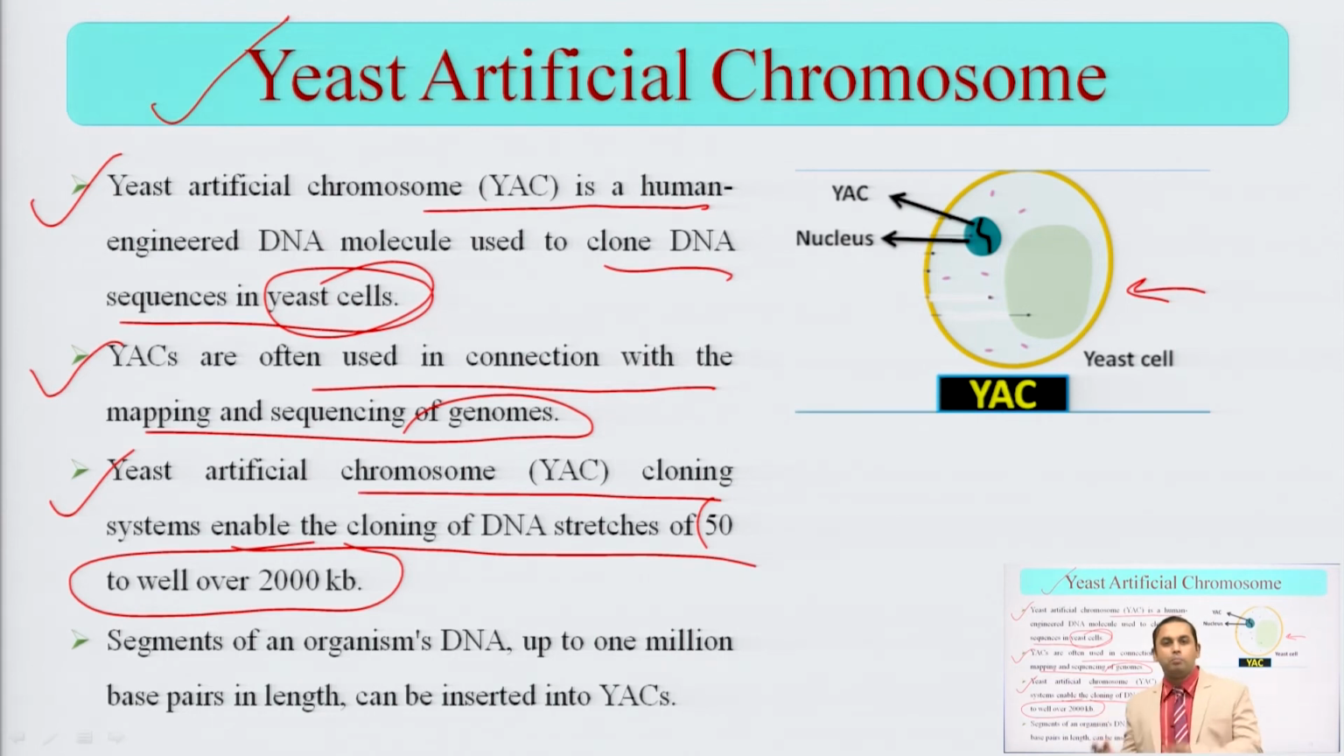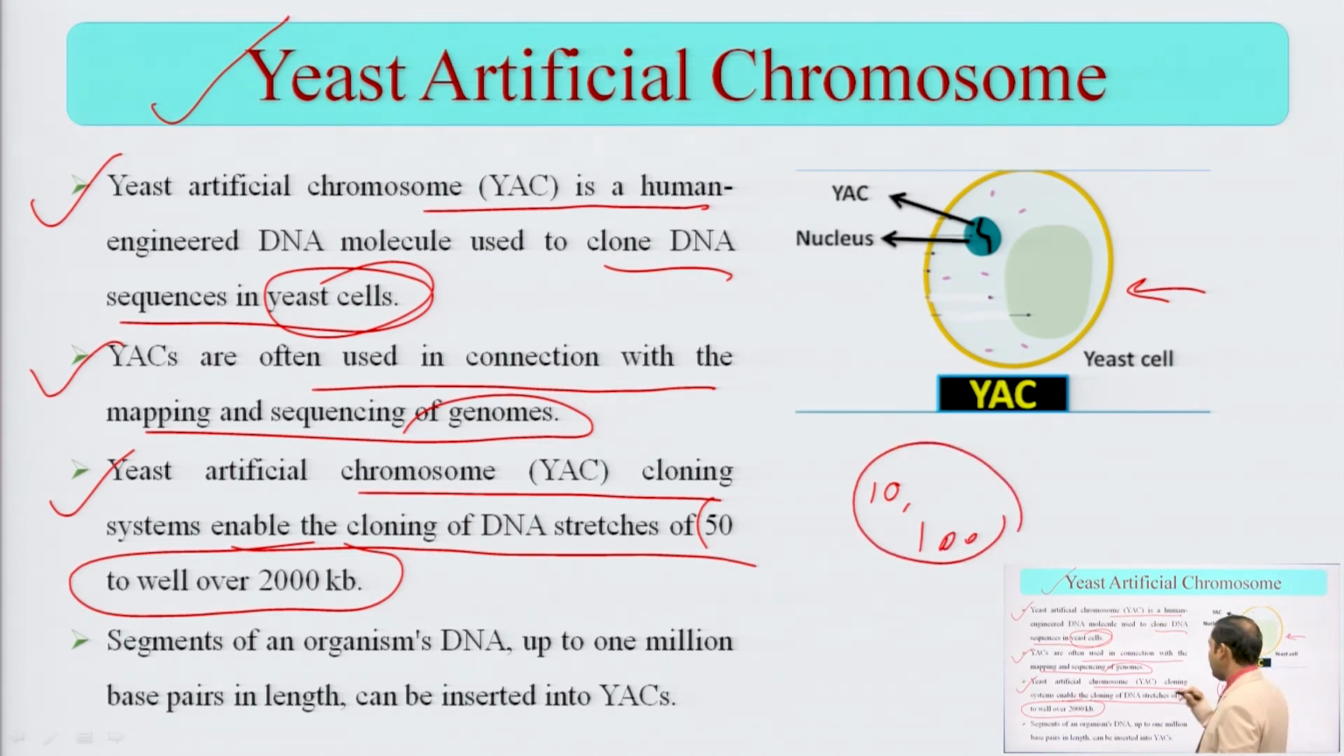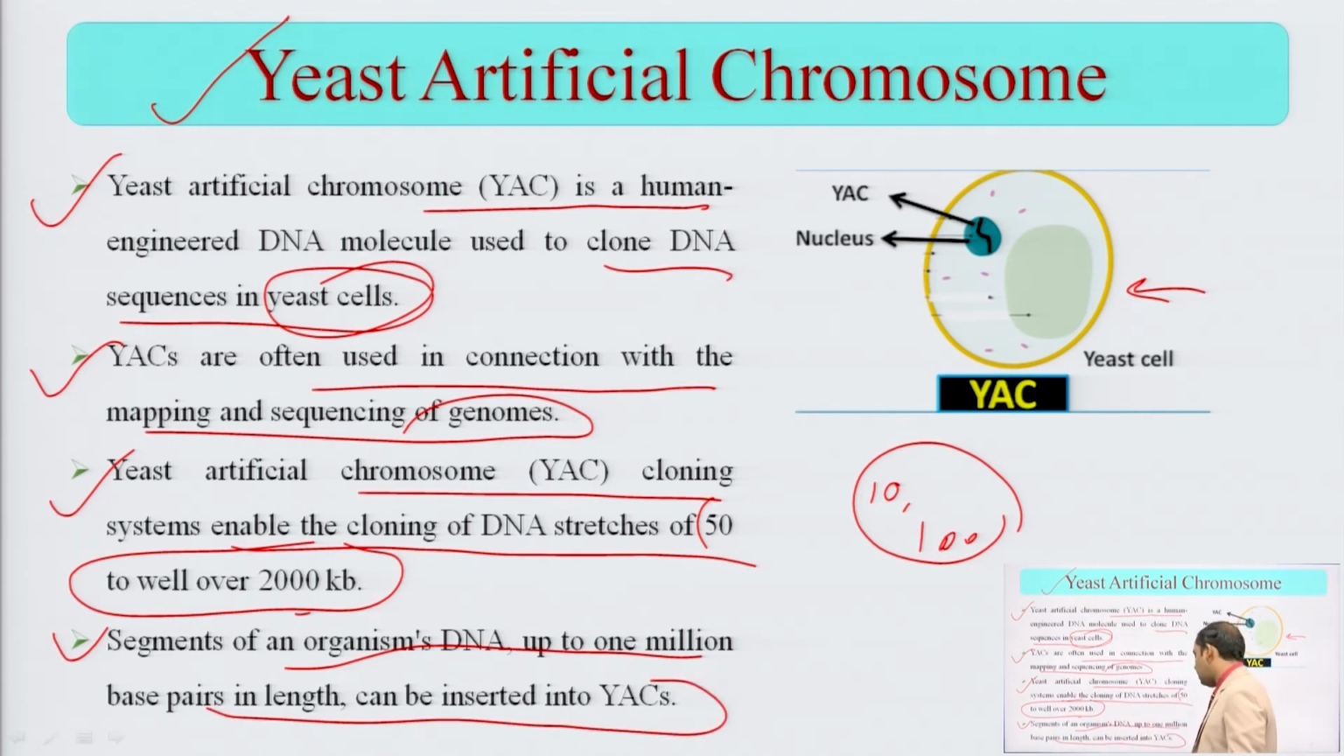Can you imagine 50 to 2000 kilobytes? Earlier in our previous vectors we saw up to only 10 kilobytes or 100 kilobytes. Here you are getting 2000 kilobytes. Segments of an organism's DNA up to 1 million base pairs in length can be inserted. This is a picture of a YAC. This is a yeast cell basically. This is the nucleus and this is the yeast artificial chromosome.